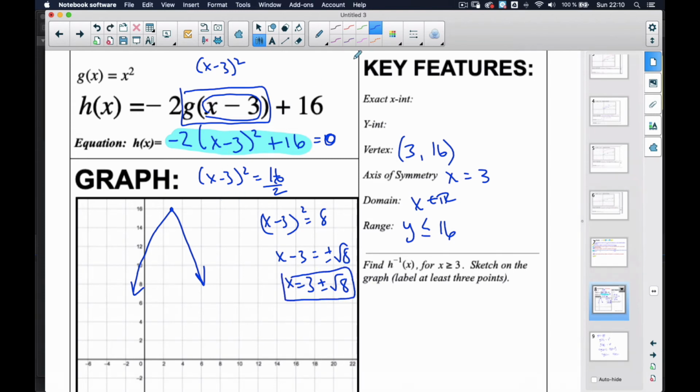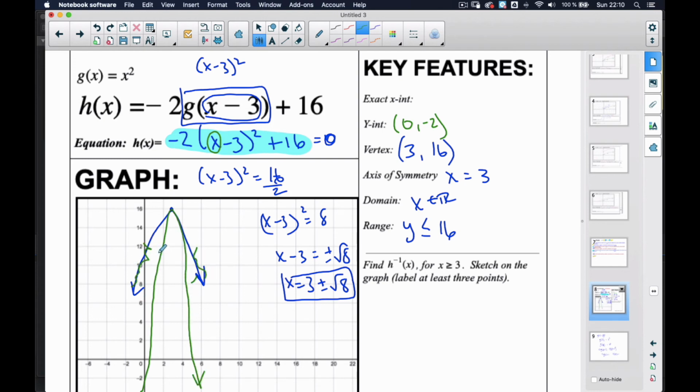All right, so finally the y-intercept, all I know is I make the x value 0 here. 0 minus 3 is negative 3, squared is 9, times negative 2 is negative 18, plus 16 gives me that y-intercept of 0 comma negative 2. And so I can tell my graph is really narrow, so it's going to be really skinny down here, something like that.